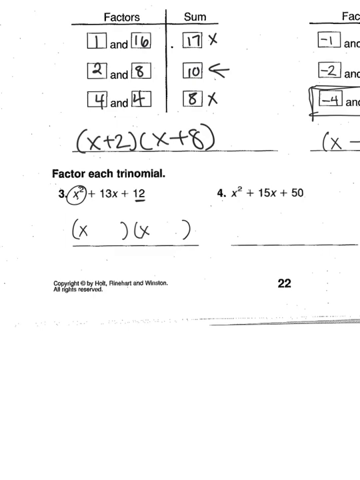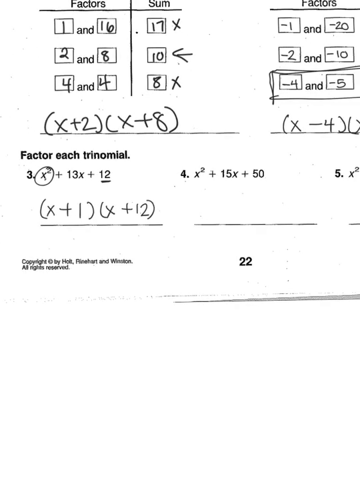So if you think about it, the only factors of 12 that are going to add up to give me 13 are going to be 1 and 12. So 1 and 12 multiply to give me 12 and add to give me 13. So then this would be my final answer.